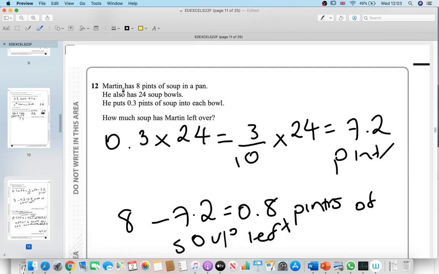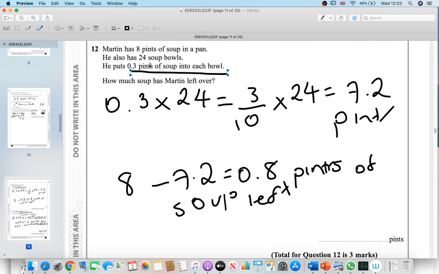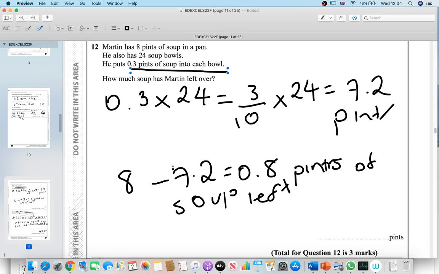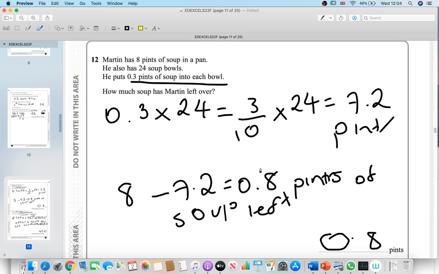Right, guys, question 12. Martin has 8 pints of soup in a pan. He also has 24 soup bowls. He puts 0.3 pints of soup in each bowl. How much soup does he have left? So he has 24 soup bowls. 0.3 times 24 means that he's got 7.2 pints in total. So 8 take away 7.2 is 0.8. So 0.8 pints of soup is left, guys. So that is my answer for that.